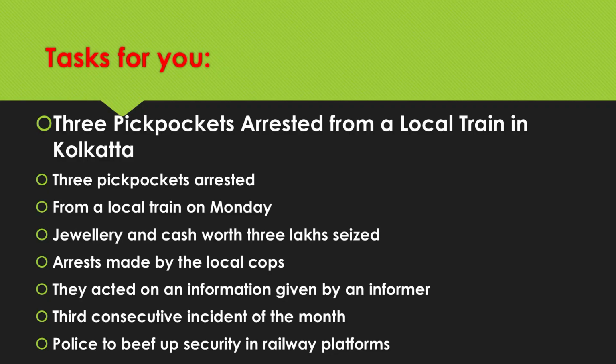So, here is the headline. Let me read out the headline to you. 3 pickpockets arrested from a local train in Kolkata. Now, below that the outlines have been given. With the help of those outlines, we can write a newspaper report. The first point is 3 pickpockets arrested. Second point is from a local train on Monday. Third point is jewellery and cash worth 3 lakhs seized. Arrests made by the local cops, that is the fourth point. Fifth point is they acted on information given by an informer. Then the next point is this is the third consecutive incident of the month, and the last point, police to beef up security in railway platform.